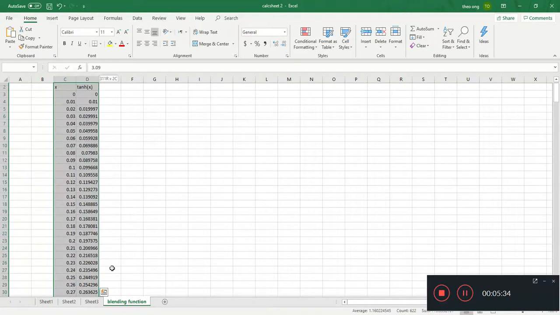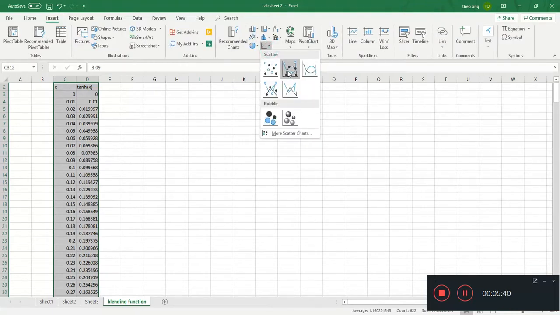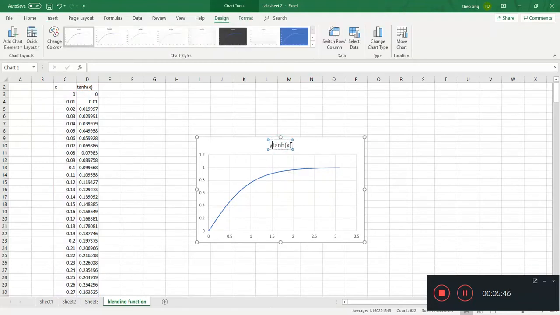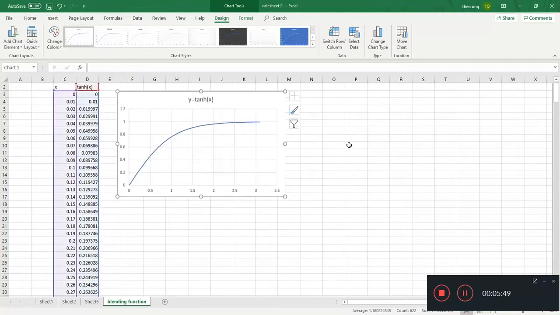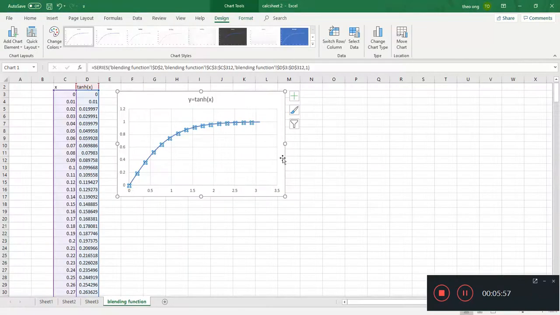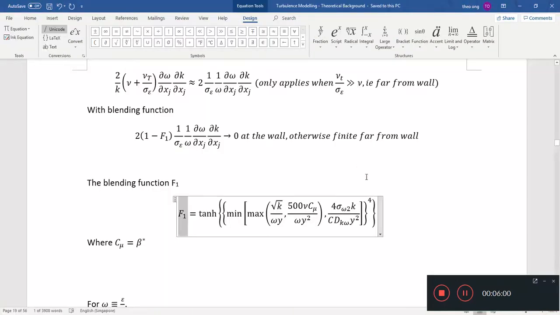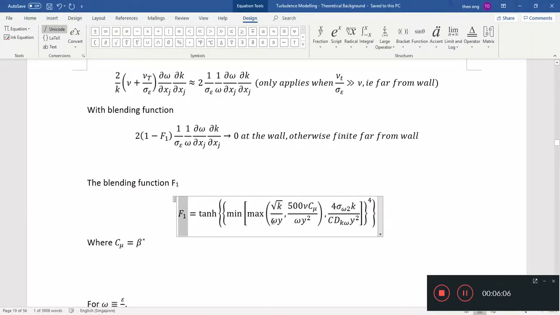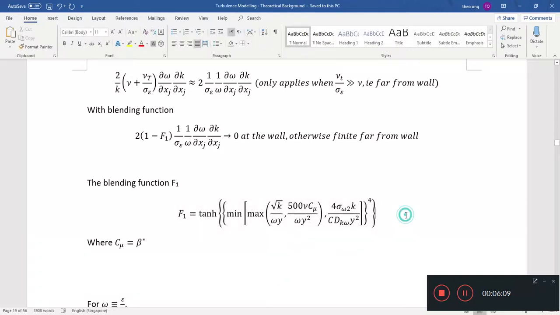Okay, so let's draw a chart. Insert scatter plot. Okay, so this is a graph of y equals a hyperbolic tangent of x. You can see the curve is pretty smooth and it varies from 0 to 1, which is exactly what we want our f1 to do. We want f1 to vary from 0 to 1, and you can see it's a very smooth curve. Okay, I think Fluid Mechanics 101, Dr. Aiden, I think he talks about this in his video. So I took inspiration from that, but I'm going to go a little bit further into discussing all of this inside here.